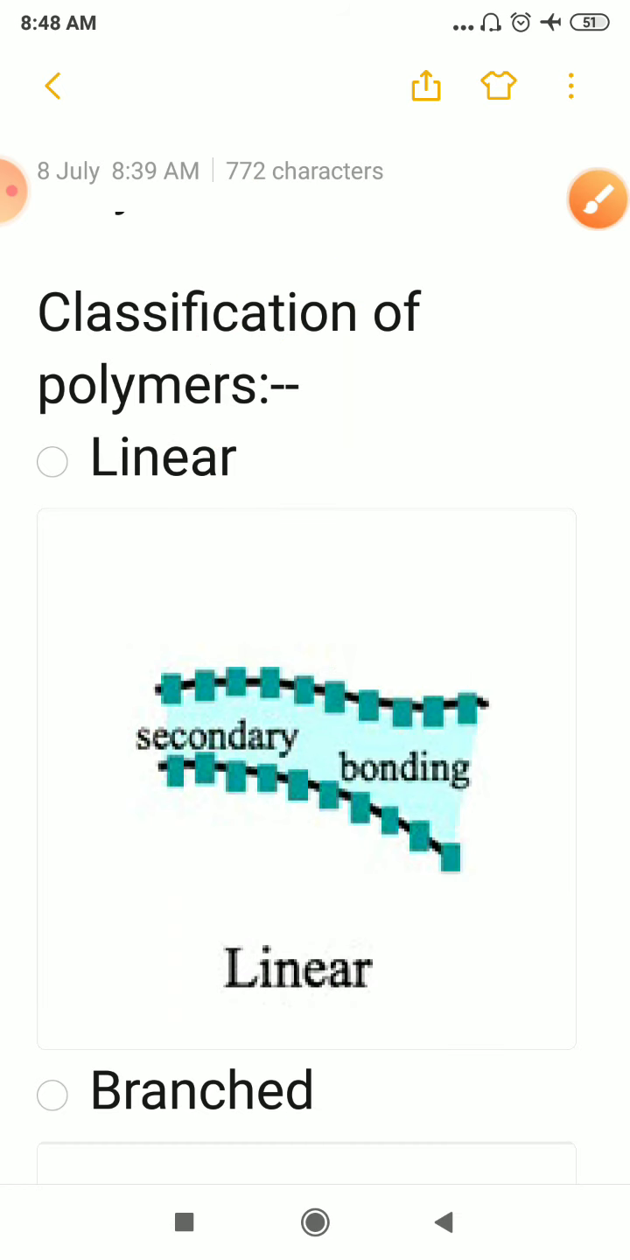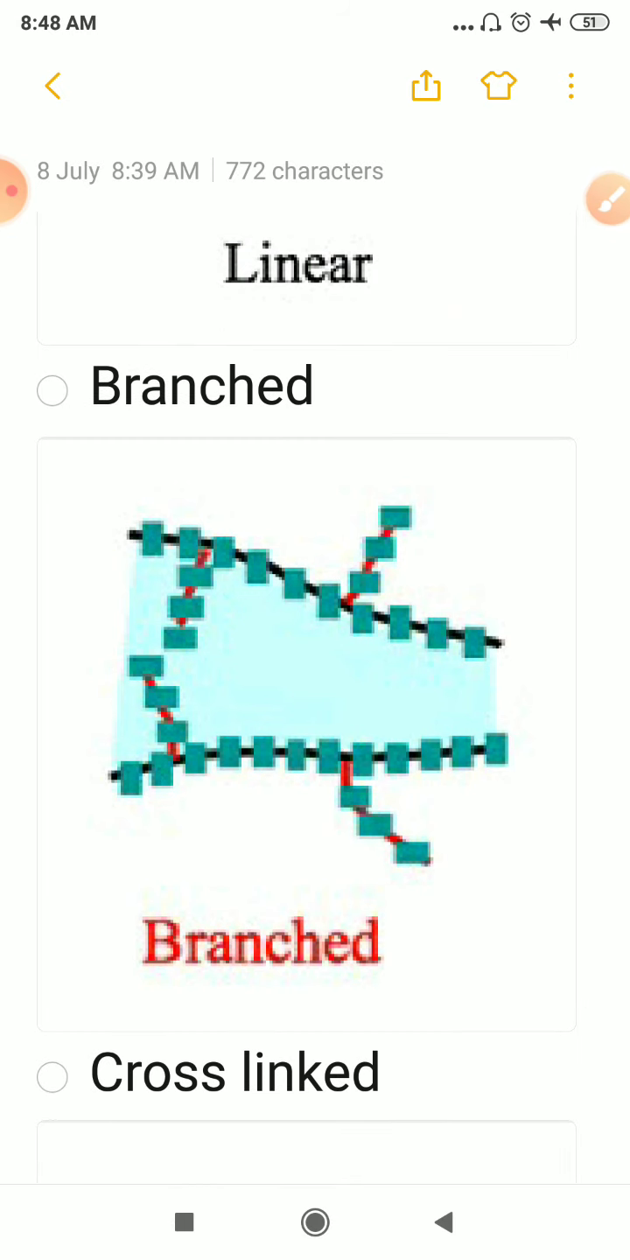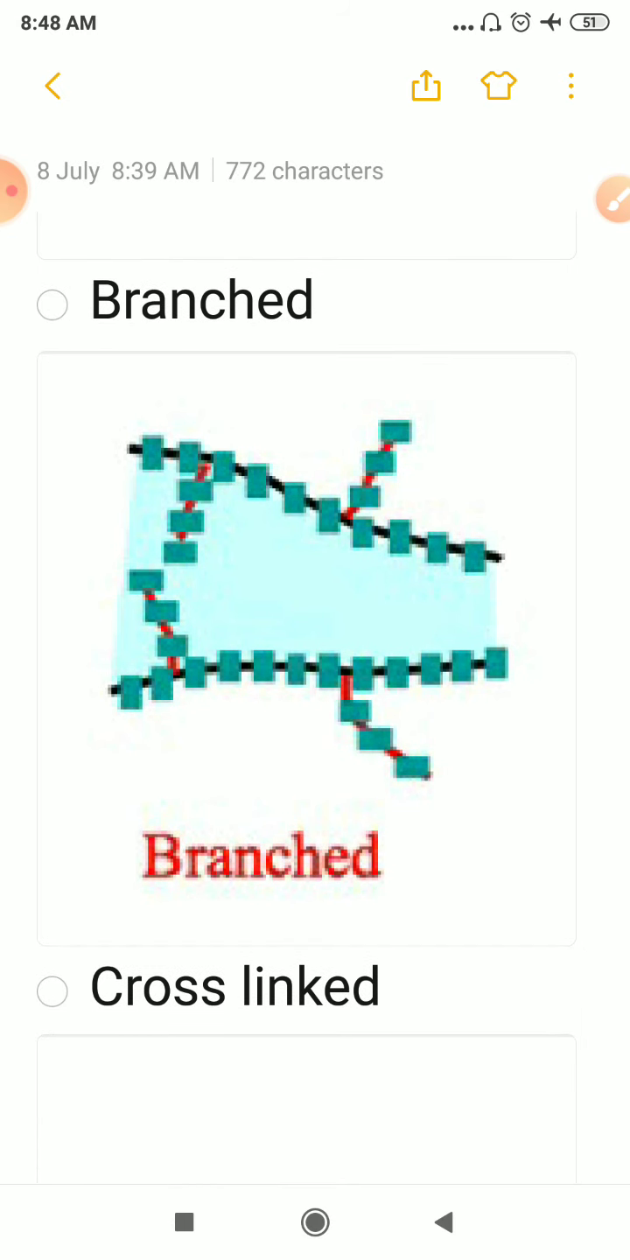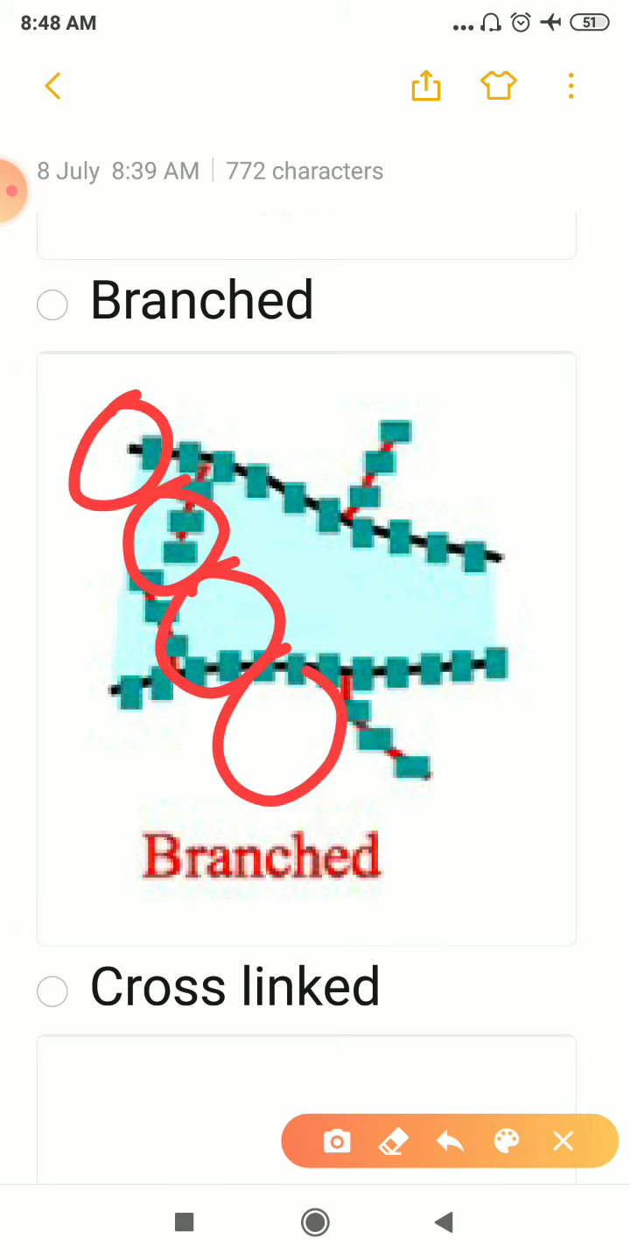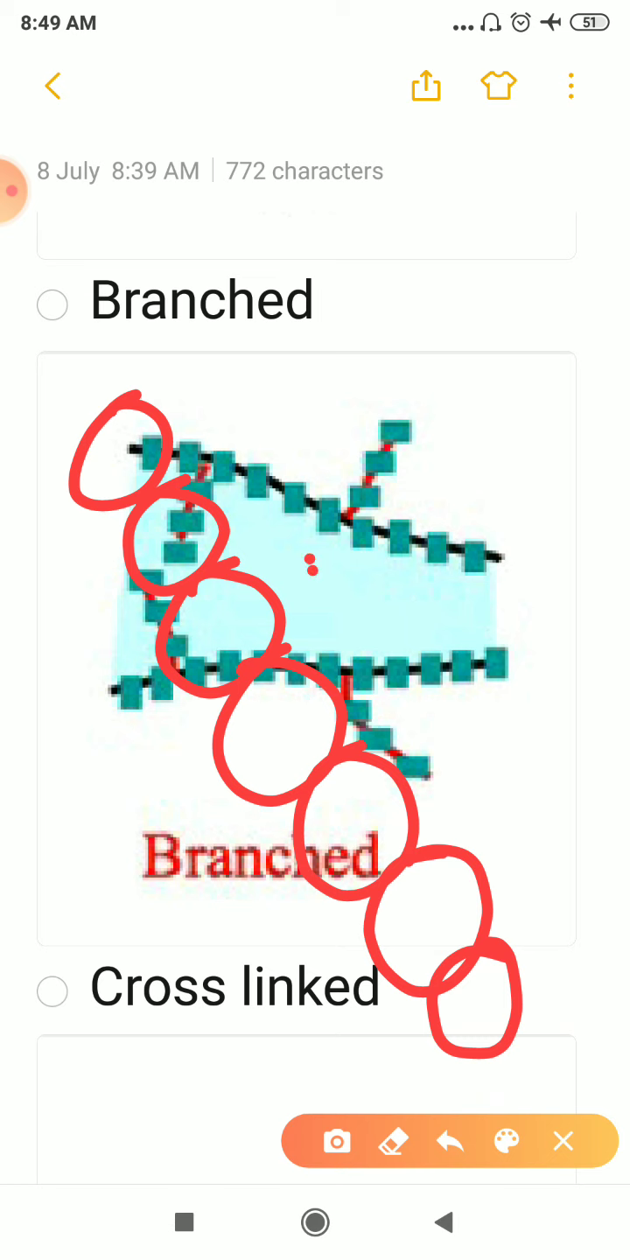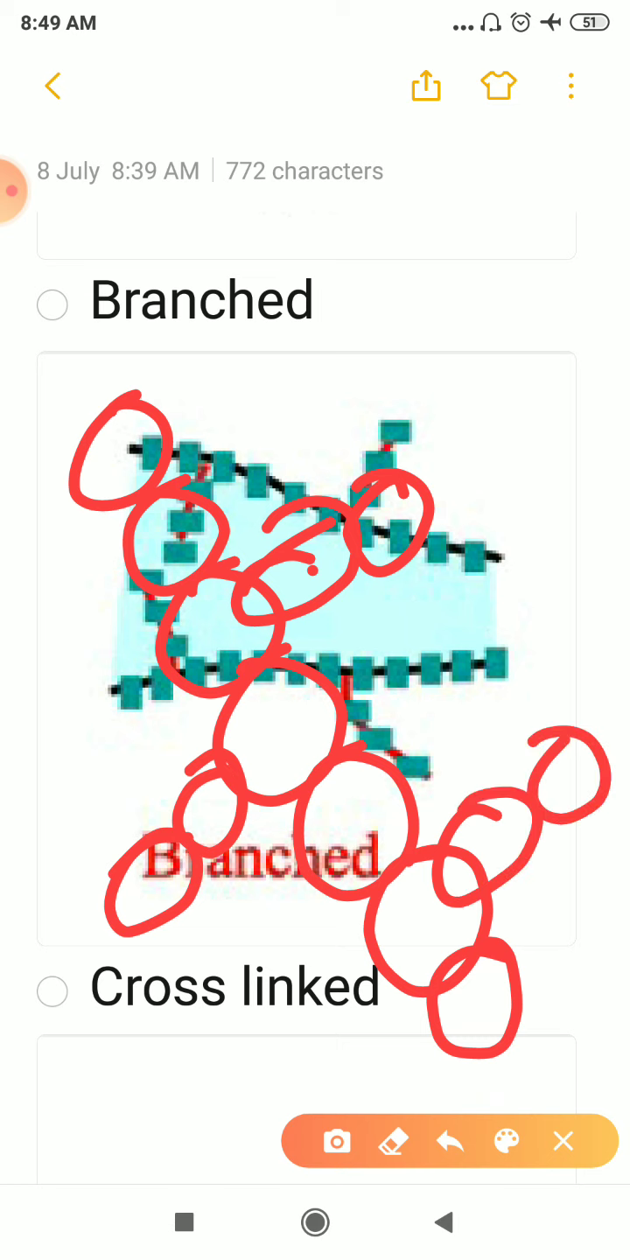The second type of polymer is branched polymer. Here you know the word branch. We have seen many branches of trees, branches of different things. In this way, there is this linear polymer, and in this linear polymer, there are some branches coming out. The polymer manufactured in this fashion is termed as branched polymer.